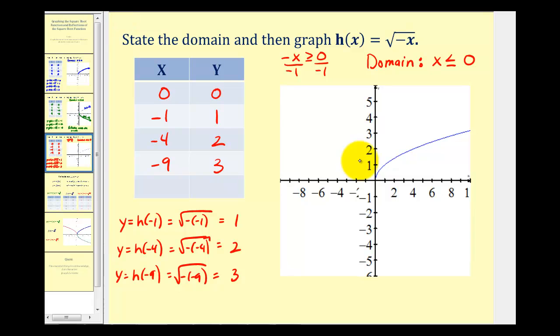So if we plot these 4 points, we have the points (0, 0), (-1, 1), (-4, 2), and (-9, 3). Notice based upon the parent function f of x equals the square root of x, h of x is a reflection across the y-axis.